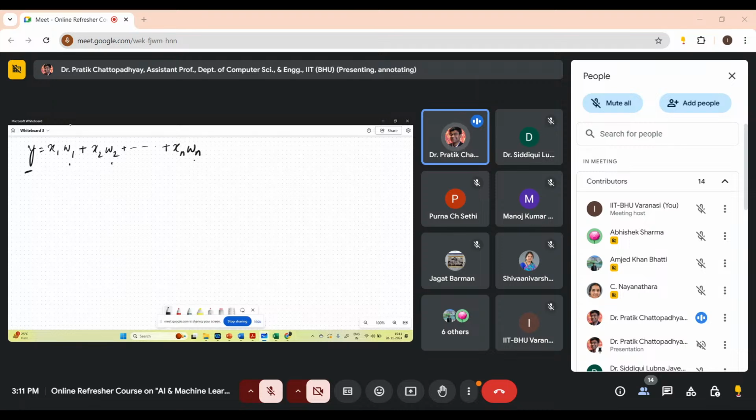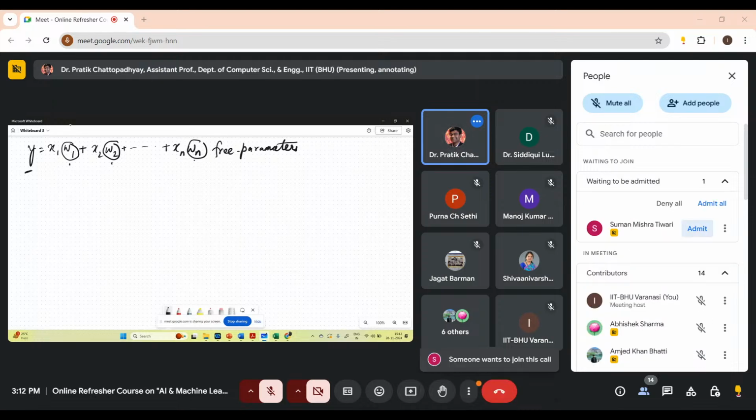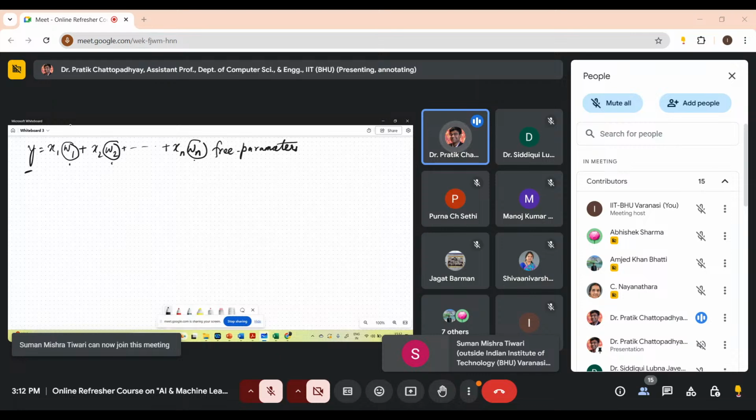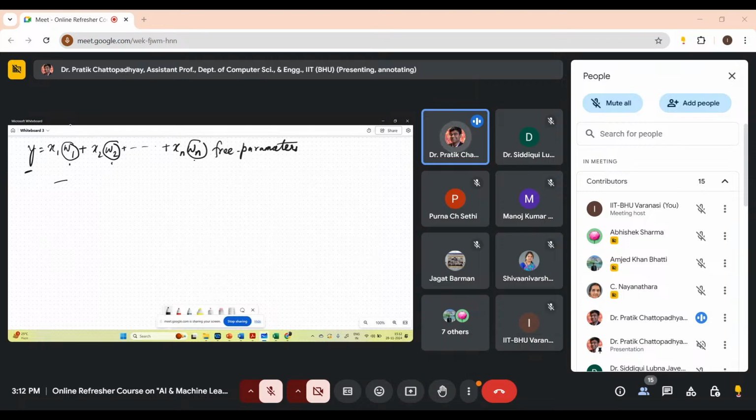Now we are trying to find out these parameters, W1, W2. These are called free parameters, which are adaptable. So for which set of parameters are we able to optimize the problem, or get the actual desired value of Y? Now we can see this is a line that passes through the origin. If x1, x2 are all set to 0, then Y equals 0.